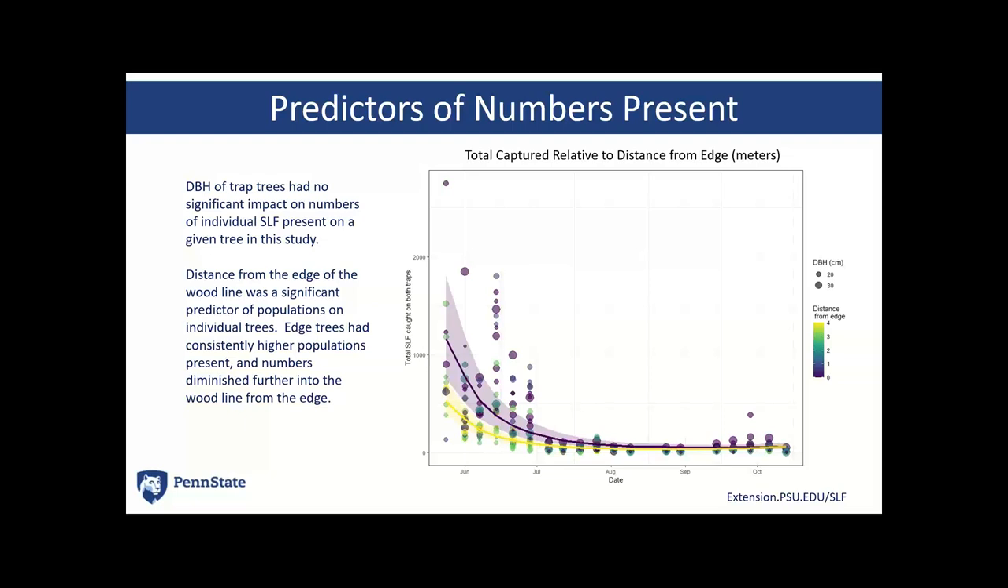But we asked that question then too: does the diameter of the tree, the bigger tree, draw more in? And statistically, it made no difference. The DBH had no statistical impact on the numbers present coming into the trees. But then when we calculated the distance in from the edge of the wood line, from the field into the woods, that did have a major impact. The closer the tree was located to the edge of the wood line, the more likely it was to have more insects present.